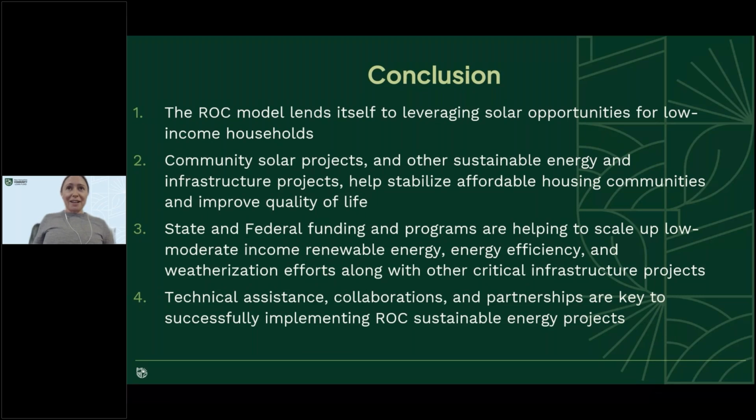And then something I can't overemphasize at all is technical assistance, collaborations, relationships, partnerships. This is often an overlooked component of doing a community solar project or other comprehensive energy retrofit project. And it's so, so important. The success of these projects really does depend on this technical assistance and relationship and partnership building.